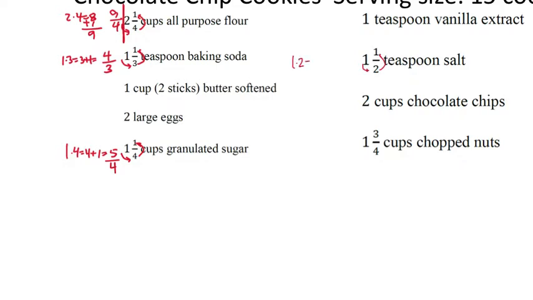That'd be 1 times 2, which is 2, plus 1 is 3. So the denominator doesn't change, right? So that's 3/2 tablespoons of salt. 2 cups of chocolate chips, again, that's not a problem. 1 3/4, let's go ahead and use the cycle method on it. Change it to an improper fraction. 1 times 4 is 4, plus 3 is 7, so 7/4 cups of chopped nuts.